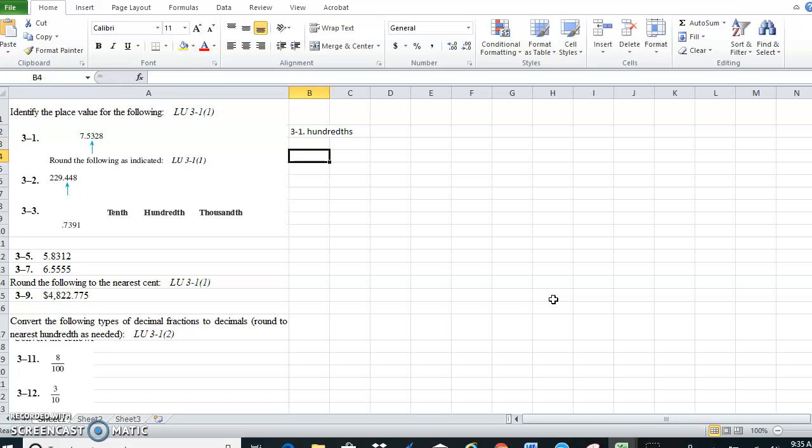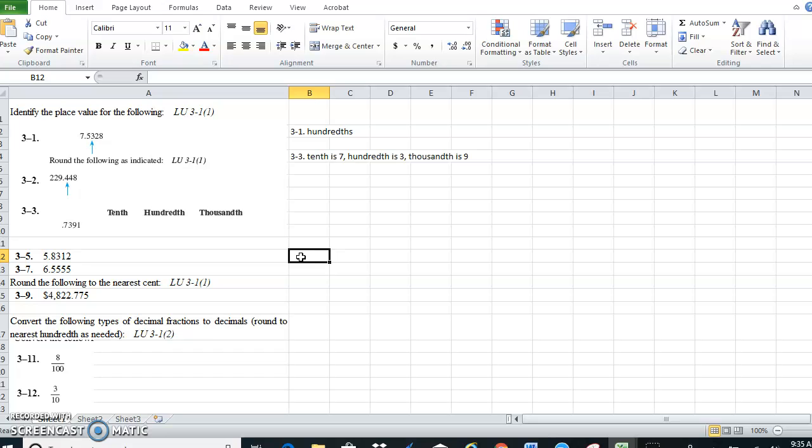And number 2 is your problem to solve, which you can do. So 3.3 asks us to identify each the 10th, 100th, and 1,000th place. So 10th is 7. 100th is 3. 1,000th is 9.